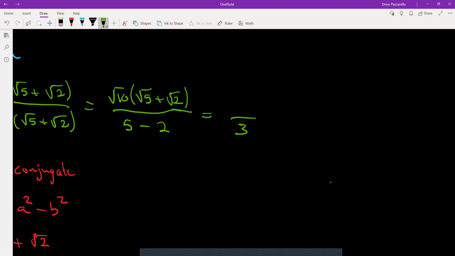Now I'll just go ahead and distribute the square root of 10. You could have done it earlier. I'm just kind of doing it step by step here. Square root of 10 times square root of 5, that's going to be square root of 50 plus square root of 20. But then you can simplify square root of 50 and square root of 20. All right, so I would still simplify each one of these.